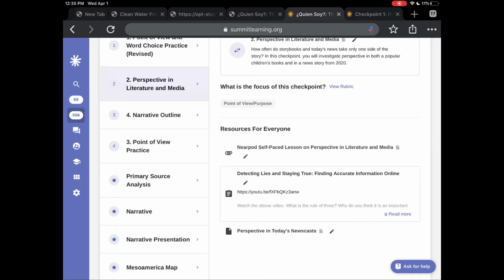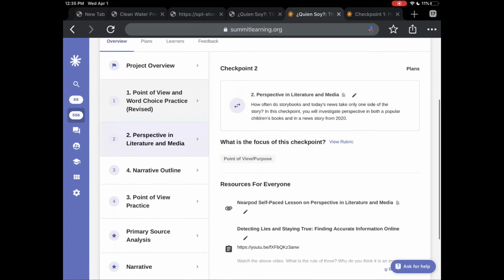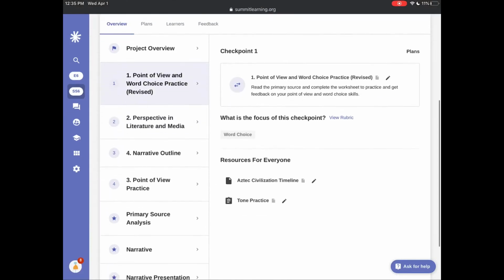And so today, in this first part of this unit, we are going to be listening to that other side, specifically from the point of view of the Aztecs. In this unit, I want you constantly thinking about the different points of view involved in the Spanish colonization of what they called the New World, what's modern day Latin America, which is what we're focusing on in this project. So in order to get started with this first assignment, you're going to click on point of view and word choice practice.